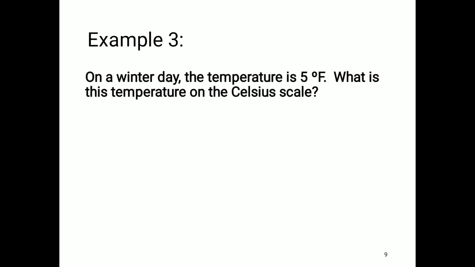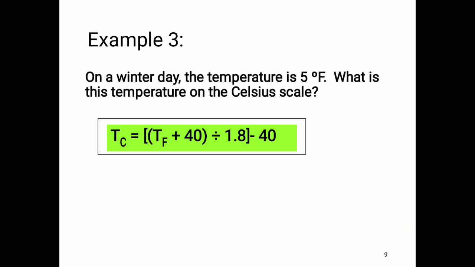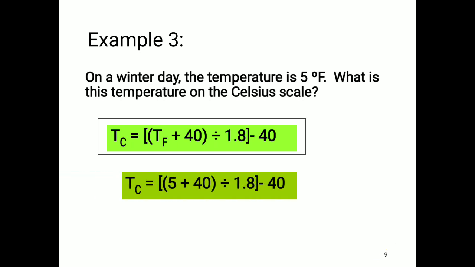See another example. On a winter day, the temperature is 5 degrees Fahrenheit. What is this temperature on the Celsius scale? Now you have to convert the Fahrenheit into Celsius. So with another formula here, you have to add 40 and then divide by 1.8, and after that you have to subtract 40. You will get the temperature in the Celsius scale. Okay, so after all you will get minus 15 degrees Celsius. This is a very simple calculation, you can do it easily.